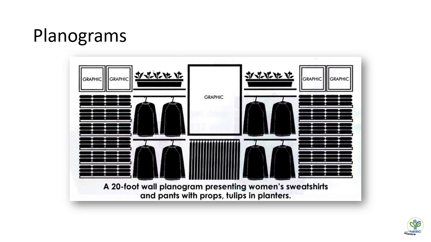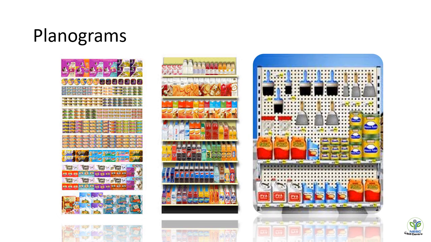So this is another example of a planogram. It's a 20-foot wall representing women's sweatshirts and pants with props used as tulips planters. Graphics can also be seen here as props. Making a planogram is a delicate balance of logical organization, such as grouping items in the same category and taking advantage of consumer behavior and psychology to expose them to new or highly profitable products and increasing sales by using cross-selling techniques and triggering impulse buy behavior.